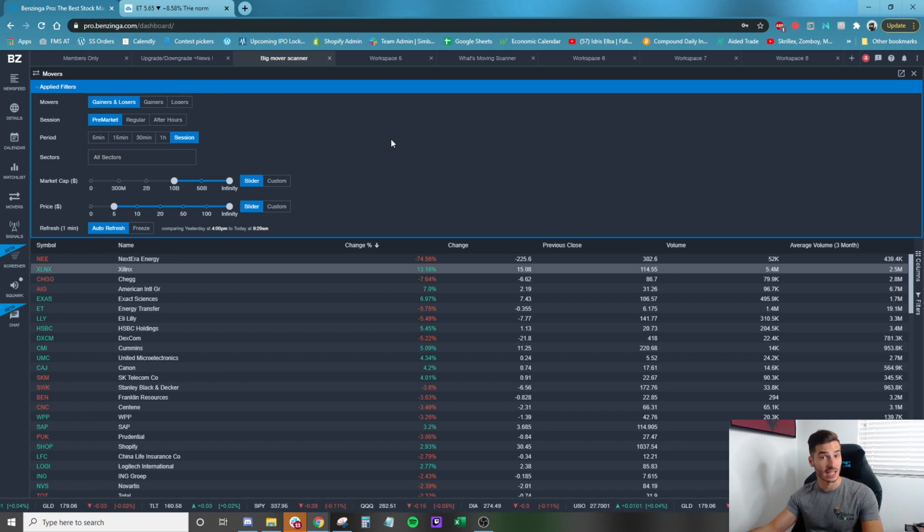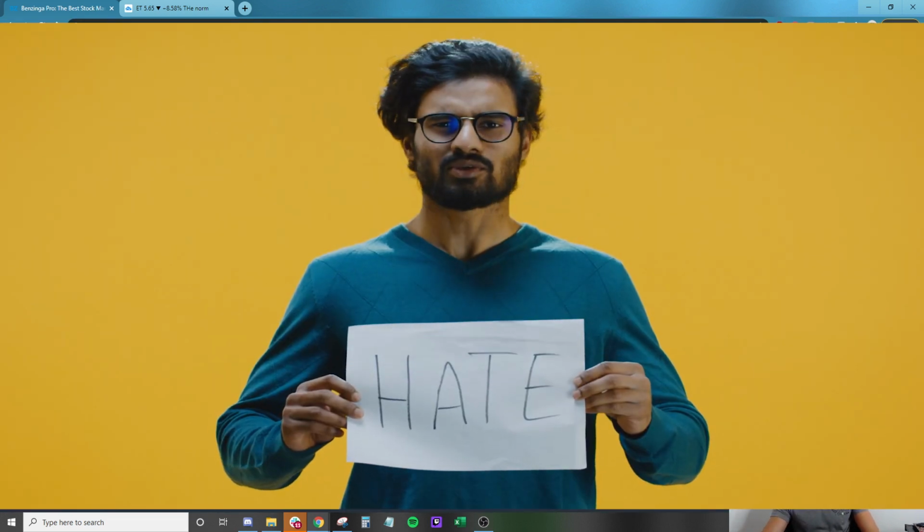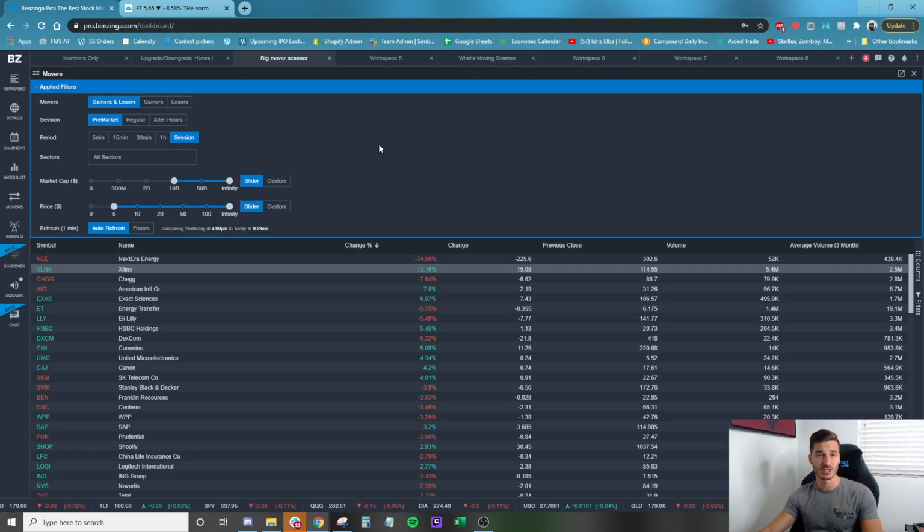Now, I don't have anything against penny stocks, and a lot of traders are very good at trading them, but in the beginning, I don't recommend trading penny stocks just for the reason of getting stopped out left and right, and it can be frustrating in the beginning. So I use a high market cap of at least 10 billion or more.